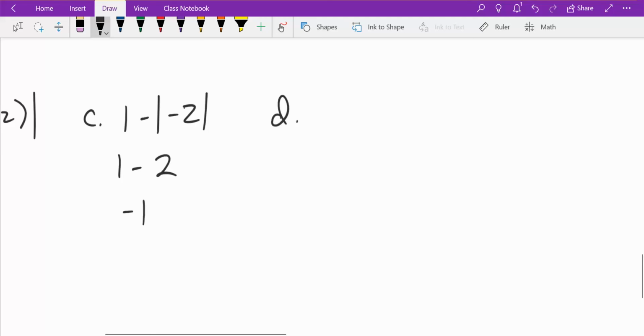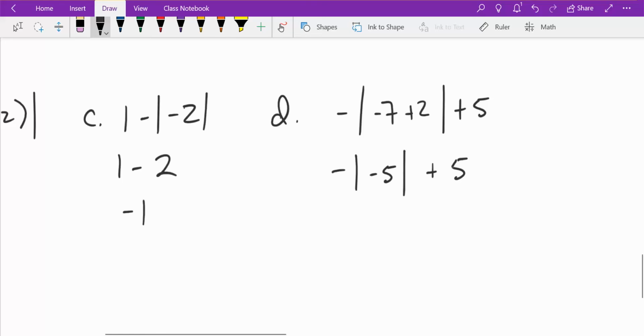D, negative 1 times the absolute value of negative 7 plus 2 plus 5. Well, the absolute value of negative 7 plus 2 is the absolute value of negative 5. And the absolute value of negative 5 is 5, so this is negative 1 times 5 plus 5. Negative 5 plus 5 is 0.